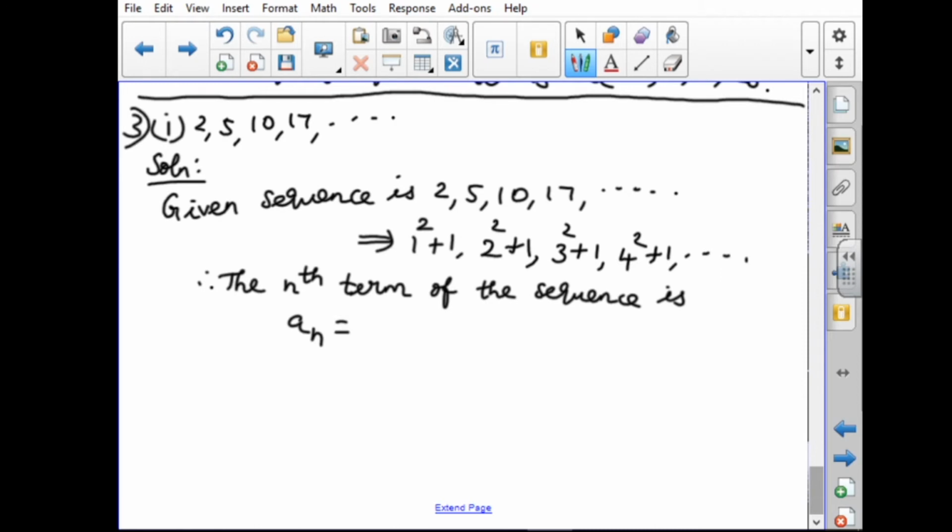1, 2, 3, 4. Those numbers are what numbers? Natural numbers. Natural numbers are squared. So you have to write n square. Add a constant number 1. So you have to write n square plus 1. So this is the nth term of the given sequence.